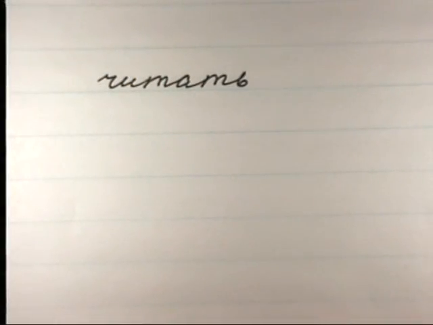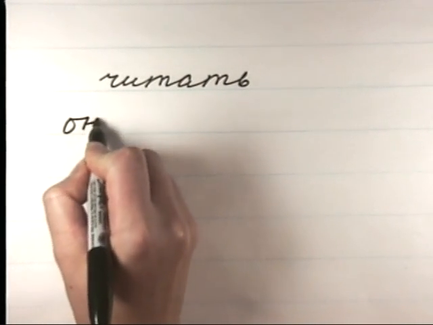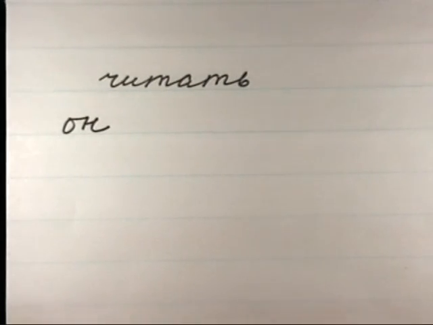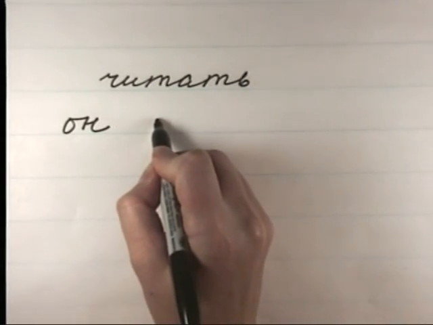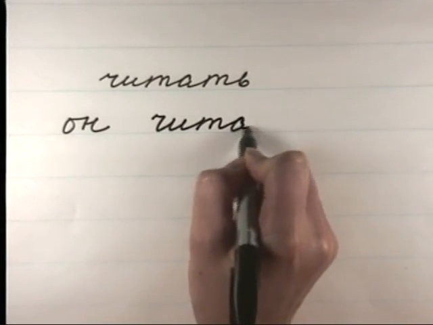And now let's practice. Let's practice. So please pick up your pens and pencils. Возьмите ручки или карандаши. And let's take a look at this verb. Читать. Читать. Now let's put it in the past tense. And we shall start with он, he read. Он читал.